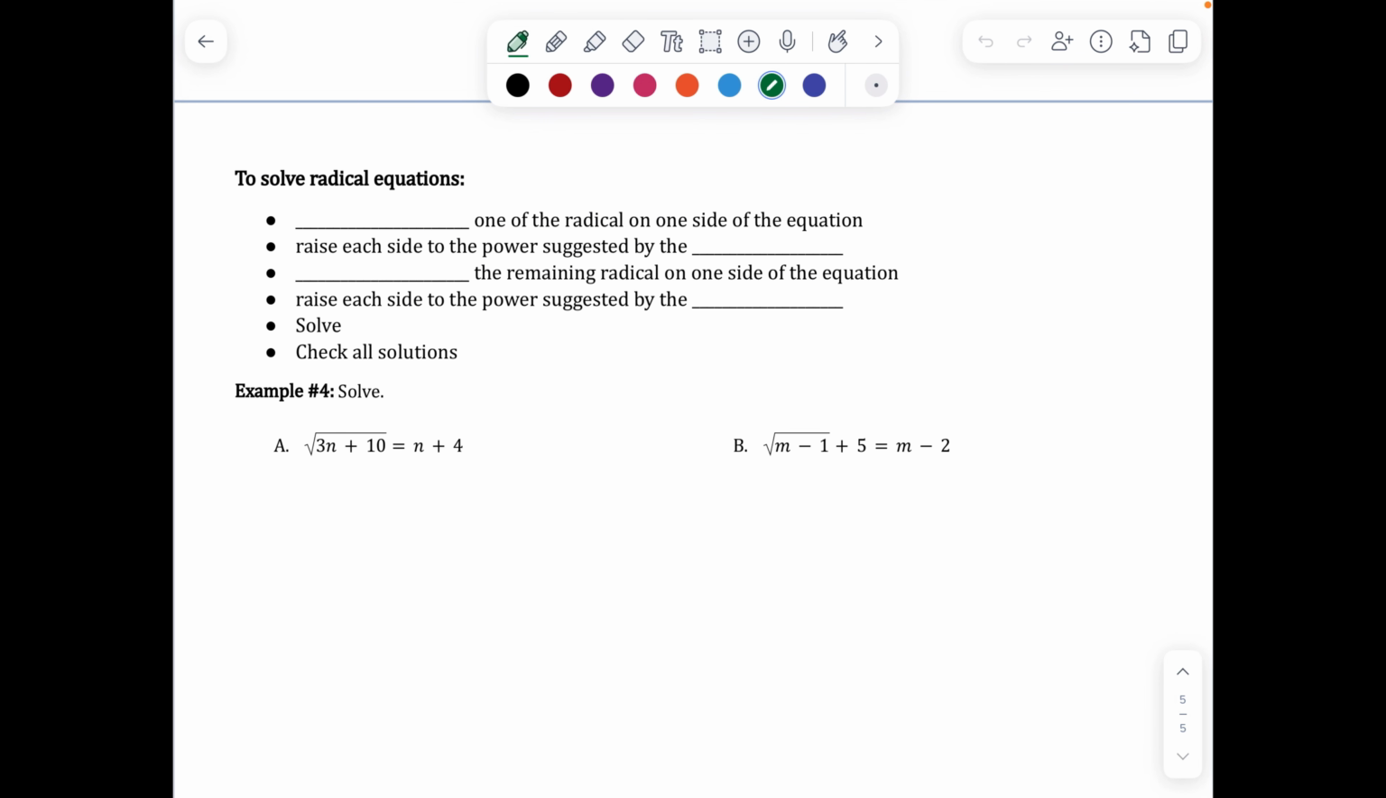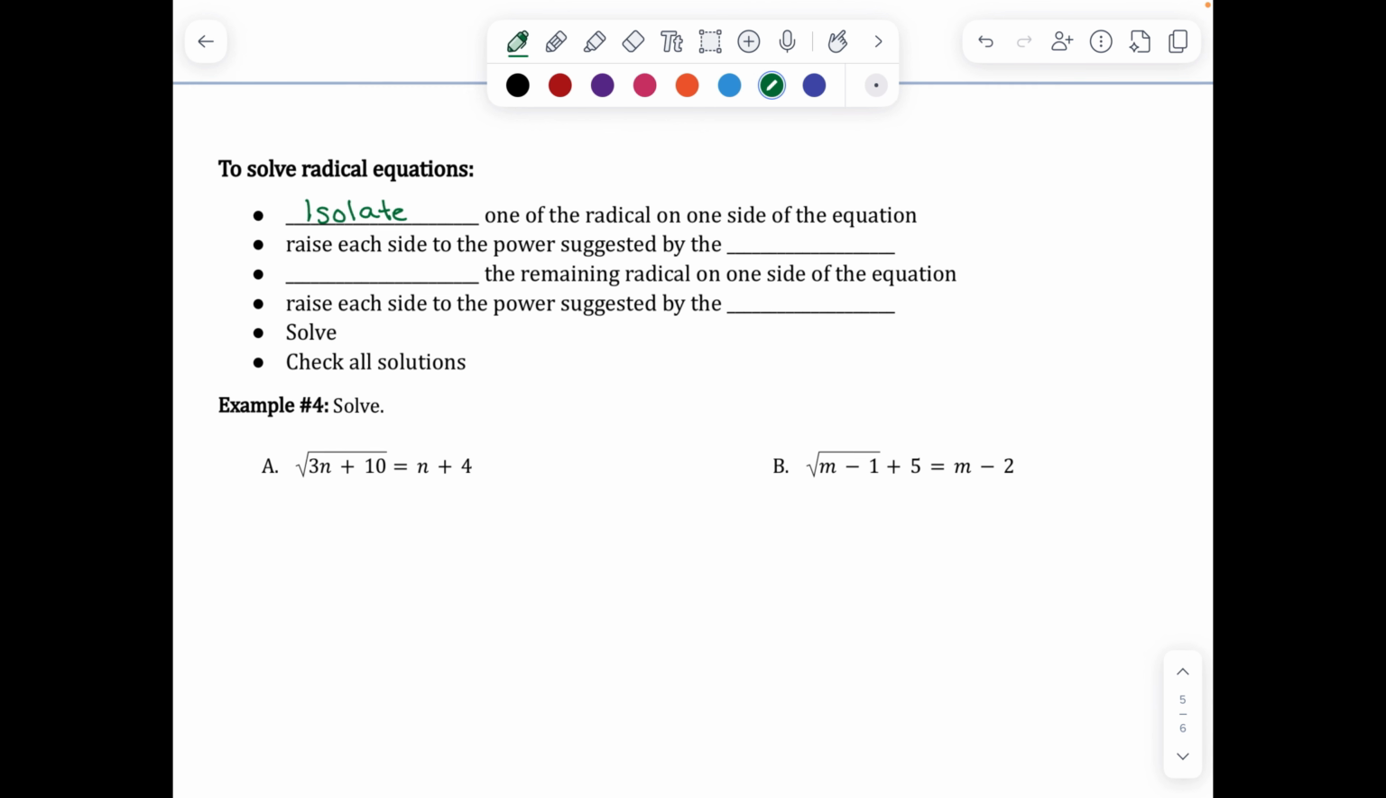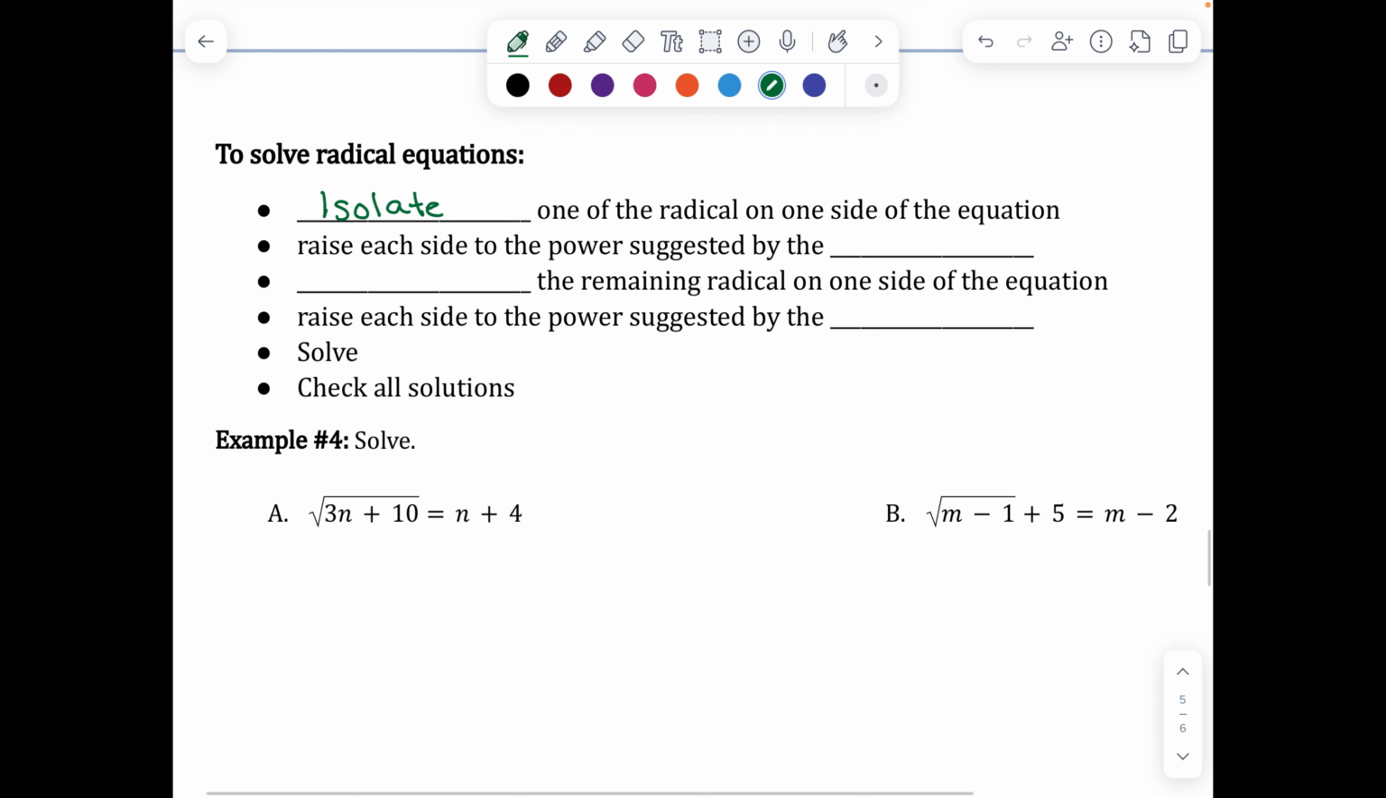To solve radical equations, we want to first isolate one of the radicals on one side of the equation. It really doesn't matter which one we isolate. Then we want to raise each side to the power suggested by the index. So meaning if the index is 2, you raise it to the second power. If the index is 3, you raise it to the third power, and so on.